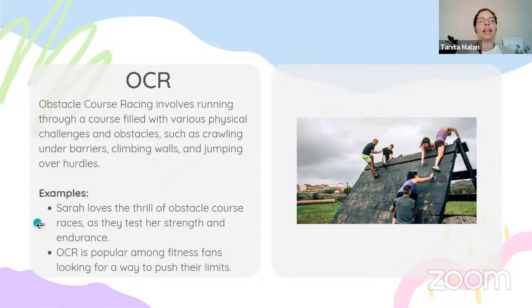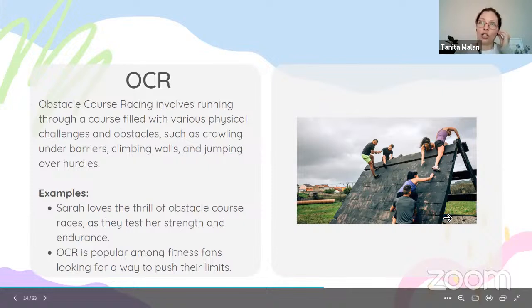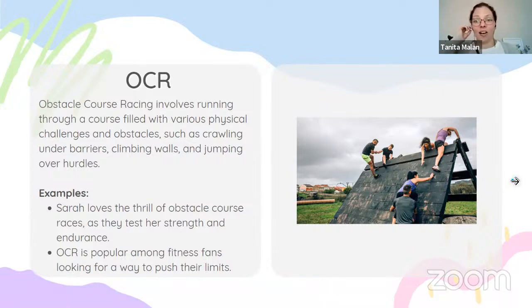So examples, Sarah loves the thrill of obstacle course races as they test her strength and endurance. And OCR is popular among fitness fans looking for a way to push their limits. Okay, so this type of exercise, it's not just the races that you can do, you can actually use this as an exercise as well. So a lot of training centers or gyms will actually have these walls and cargo nets and all these different things. We're going to look at a few of them now where you can go and train there.